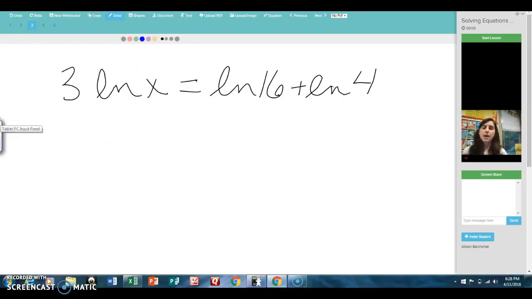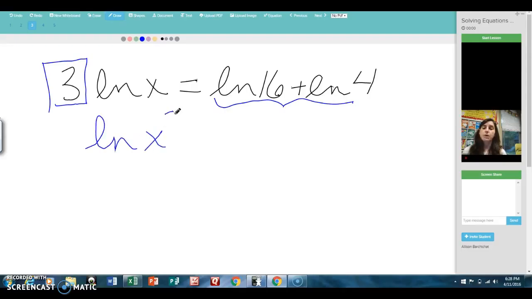In this problem, I have some natural logs going on, and I need to start by combining this side and also dealing with the number out here in the front. So when we did condensing logs, these are the same properties we did then. So it's the natural log of x cubed. And then on the right-hand side, the rule that we learned is that we multiply the arguments. So 16 times 4, that is 64.